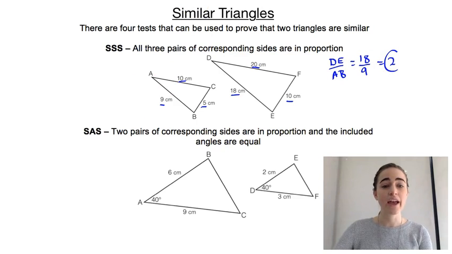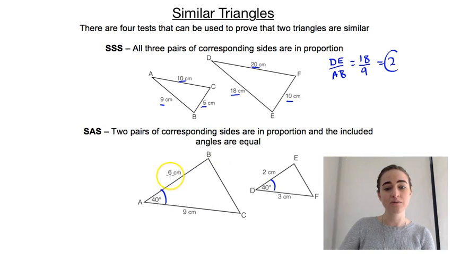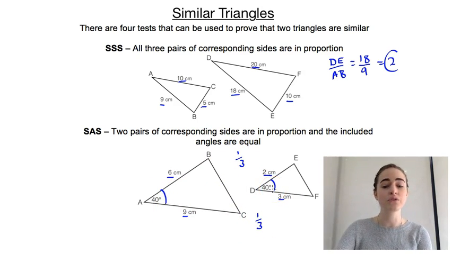The second test is called the SAS test, and that's side, angle, side, and it says 2 pairs of corresponding sides are in proportion and the included angle is equal. So in this example that we've got here, we've got 40 degrees as the included angle in both of these triangles. And then if we match our sides up, we've got a 6 and a 2, so that's a ratio of a third. And then we've got 9 and 3, which is also a ratio of a third. So because they're in proportion and our included angles are equal, those two are similar.